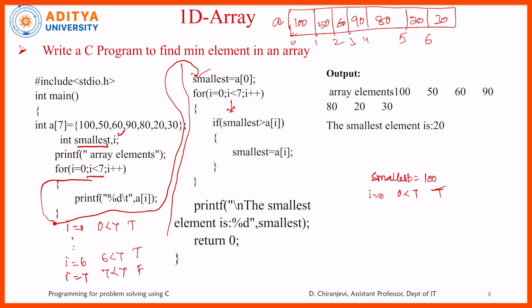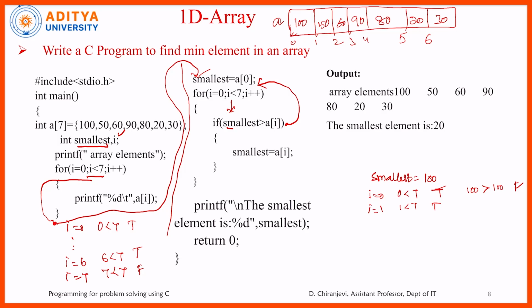You have written an if statement: smallest greater than a of i. The smallest value is currently 100, and a of i with i currently 0 means a of 0, again 100. 100 greater than 100 is false. If the if condition is false, control goes directly to i plus plus. Now i value became 1, and again it will check the condition 1 less than 7. This is true.